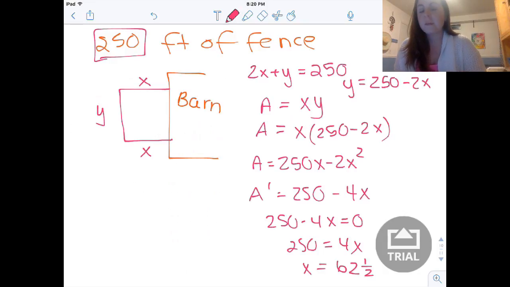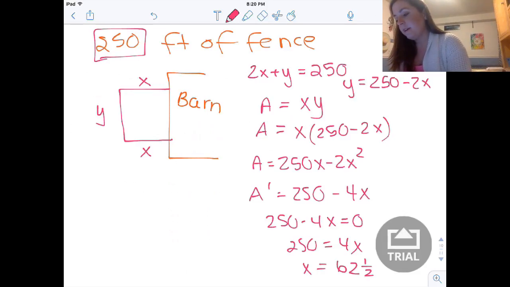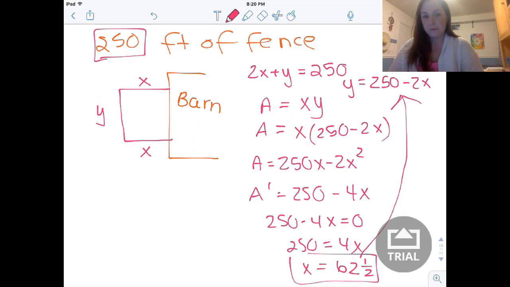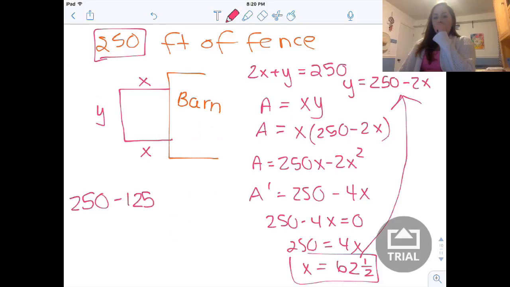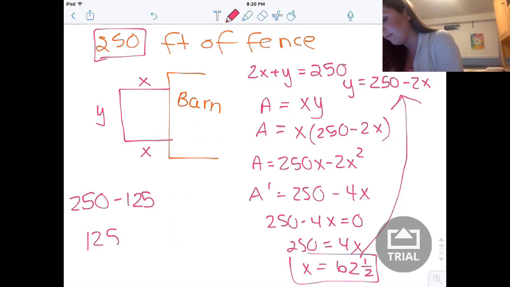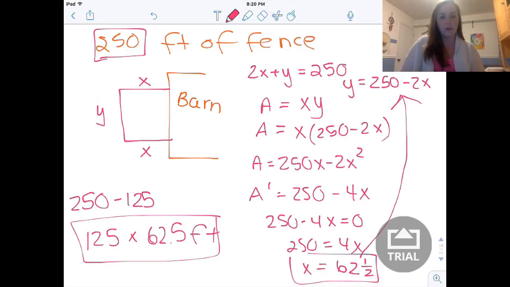Then to actually find my dimensions or my area, so this is x. To get y, plug that back into here. So 250 minus 125, right? And so this would be 125 by 62.5 feet. And then to find the actual area, you can multiply those.